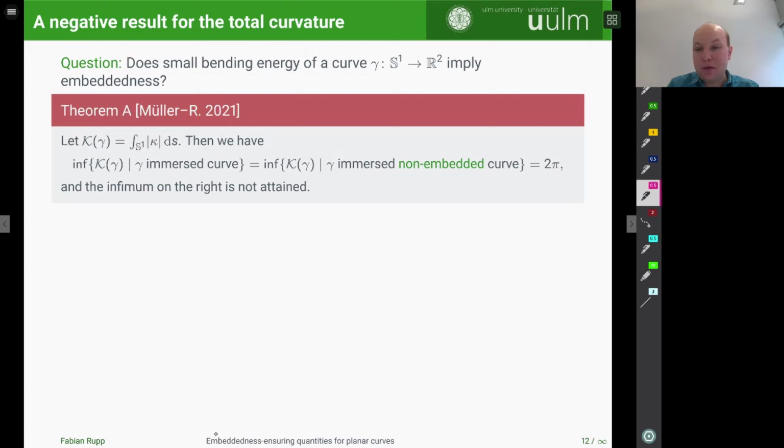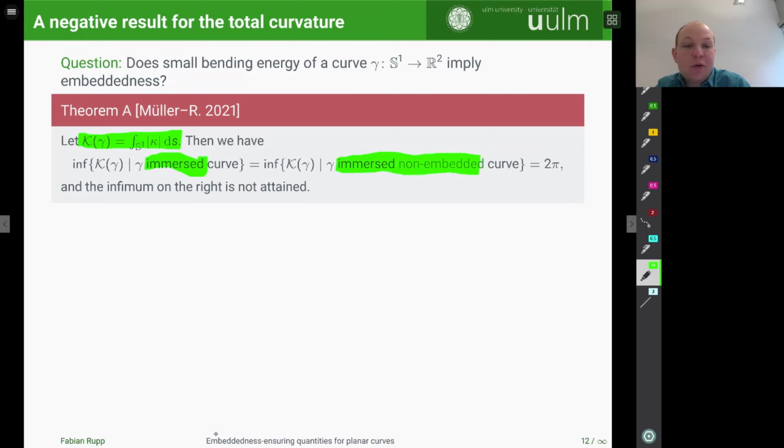So here's the theorem. If we have the total curvature energy K defined here, then the infimum of K among immersed curves is the same as the infimum among non-embedded immersed curves, and both infima are equal to 2 pi. And the infimum on the right, so among non-embedded curves, is not attained. So this means that despite its strong topological features, the total curvature K cannot detect self-intersections.